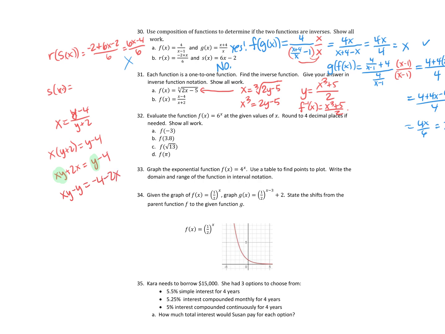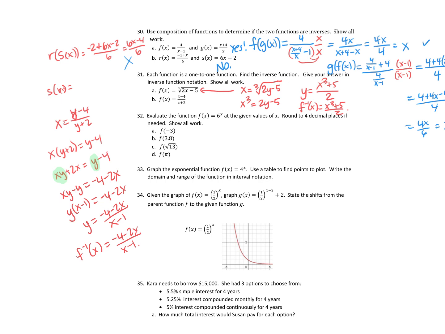So I'll move everything that has y in it to one side. Everything that does not have y, I'll move to the other side. Now I can factor out a y. And then I can divide by what I've got there. So I have y equals negative 4 minus 2x divided by x minus 1. And so that is my inverse function. F inverse of x is equal to negative 4 minus 2x over x minus 1.